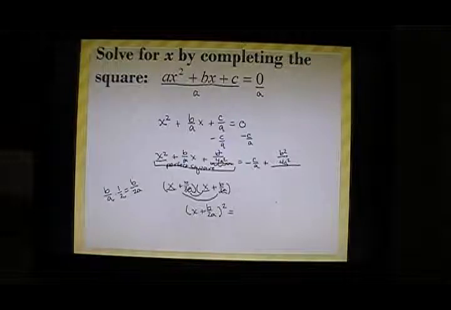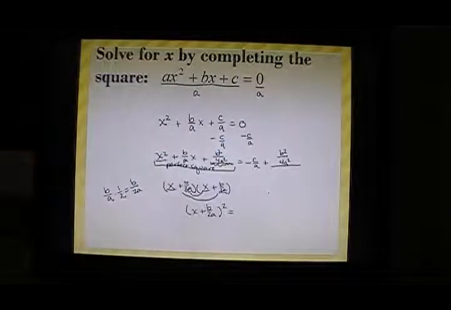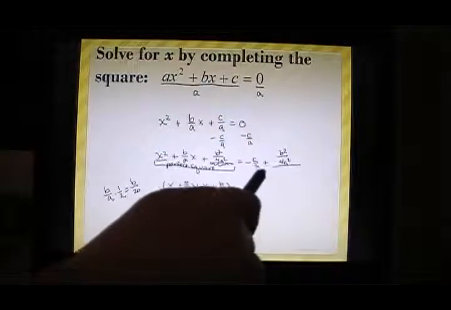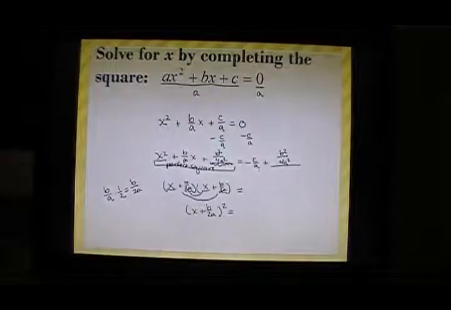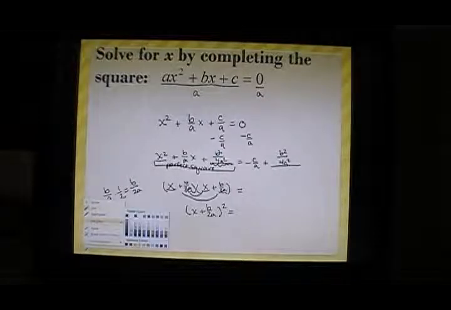Okay? So I have the left side looking like I want it to look, but now we need to work a little bit on the right-hand side. On the right-hand side, we have an addition of two fractions. And in order to add two fractions together, I'm going to need a common denominator. So let's work on getting those two denominators the same.